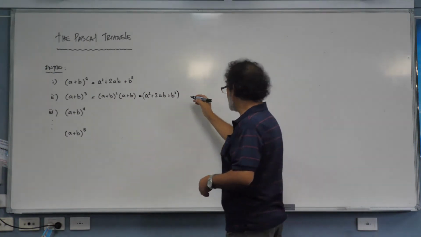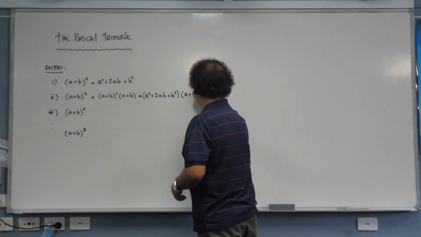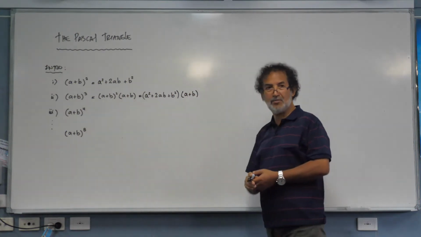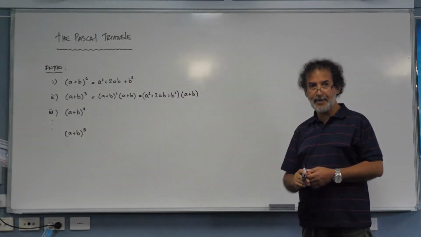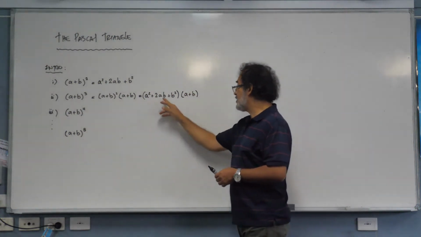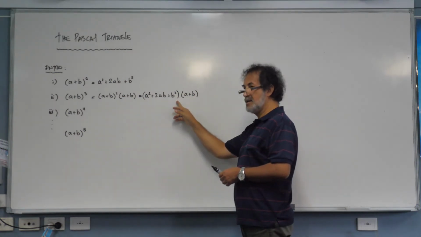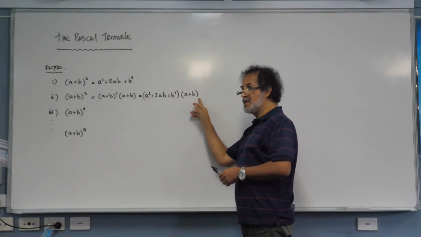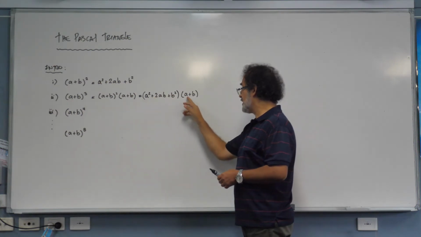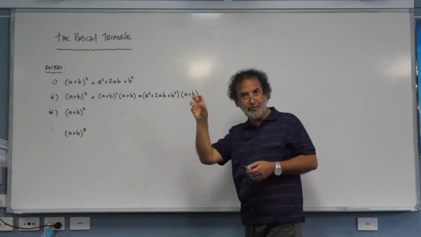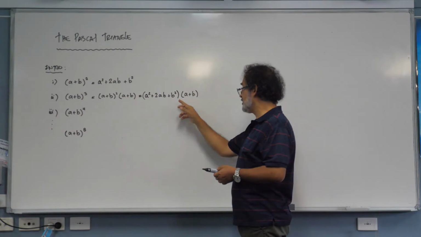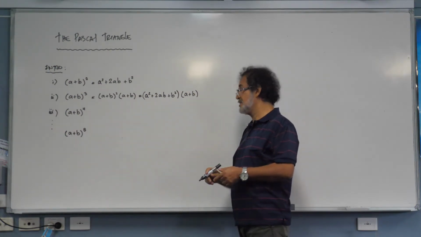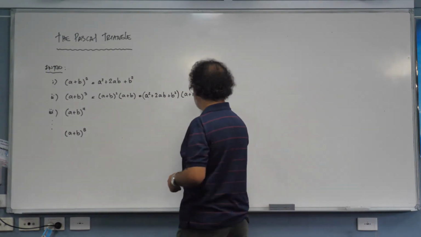And then we're going to multiply this by another factor, which is (a + b). All right? If you multiply this factor by this one, you're going to have 6 terms, because you're going to multiply 2 terms by 3, so altogether you're going to have 6. Okay, let's do that.